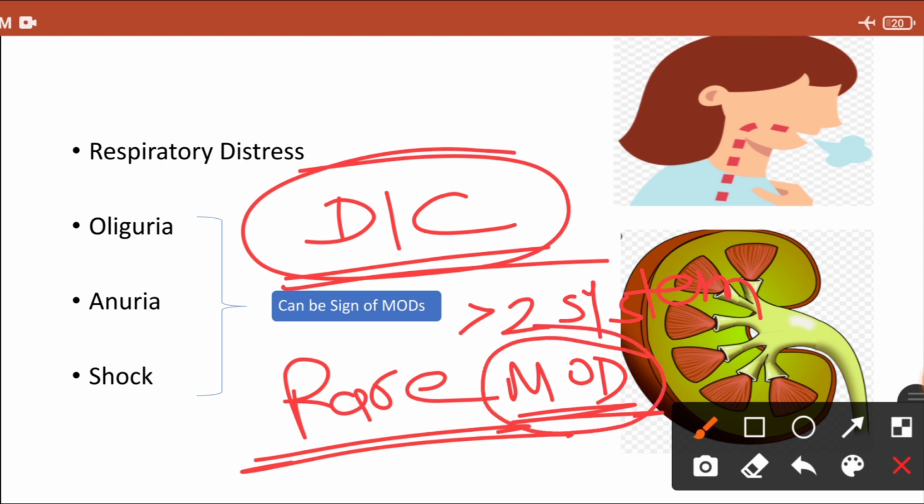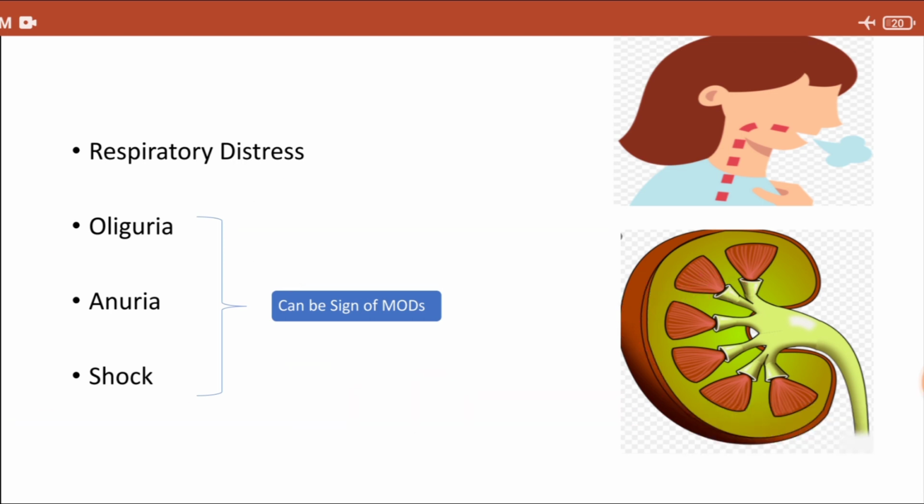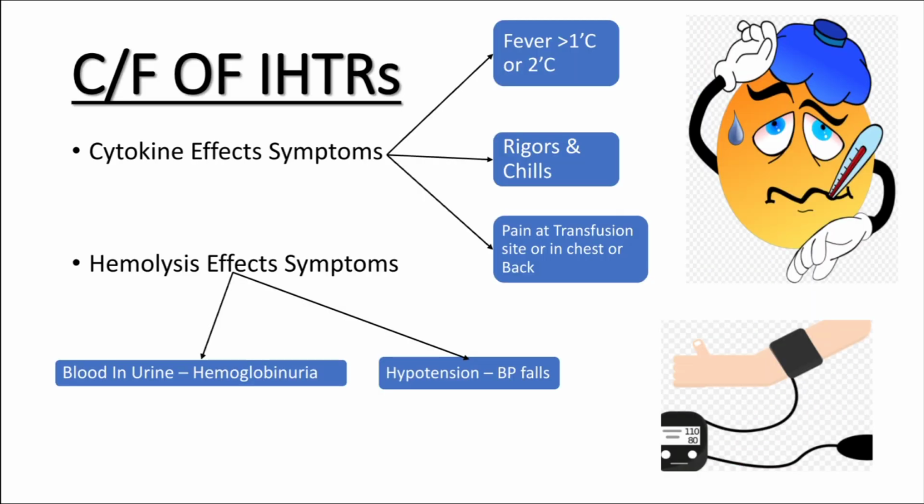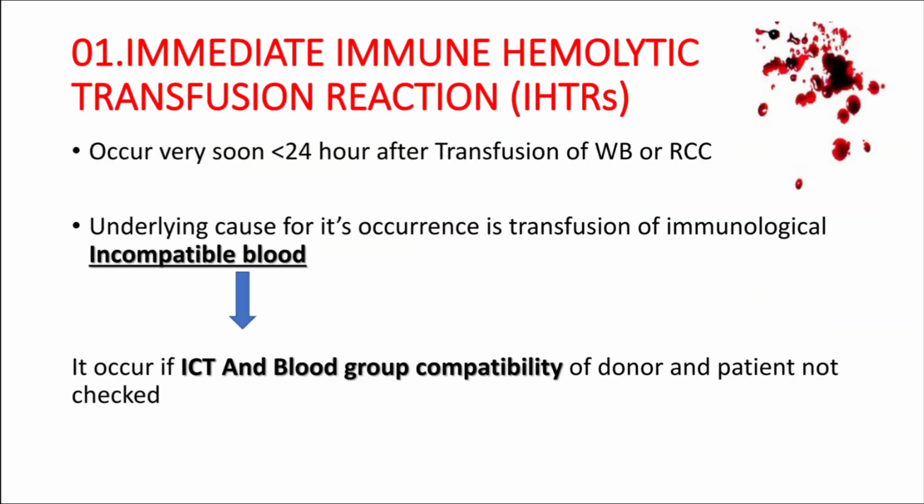And because of the kidney involvement, you will have the shutdown of your urine formation. So you will have oliguria and anuria, and because of which the metabolic waste products will accumulate, and so it can be lethal for your body. Patient can undergo shock as well. All right. So this was all about the immune hemolytic transfusion reaction. So that was about the first adverse transfusion reaction, which is very important, right?